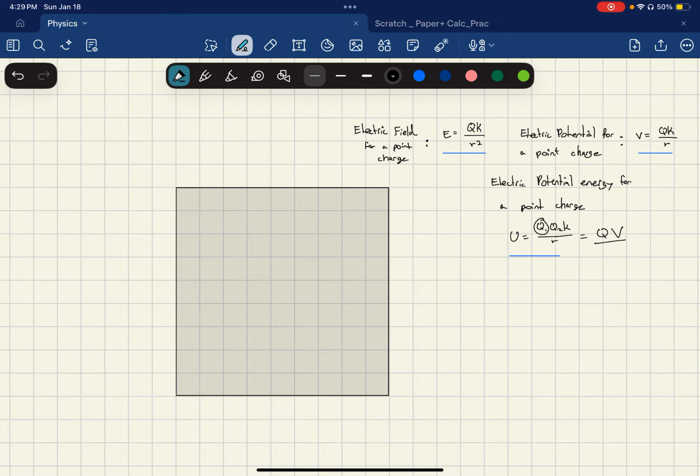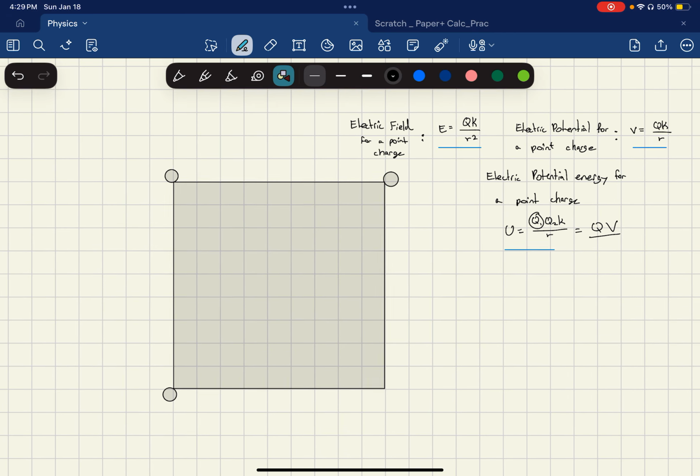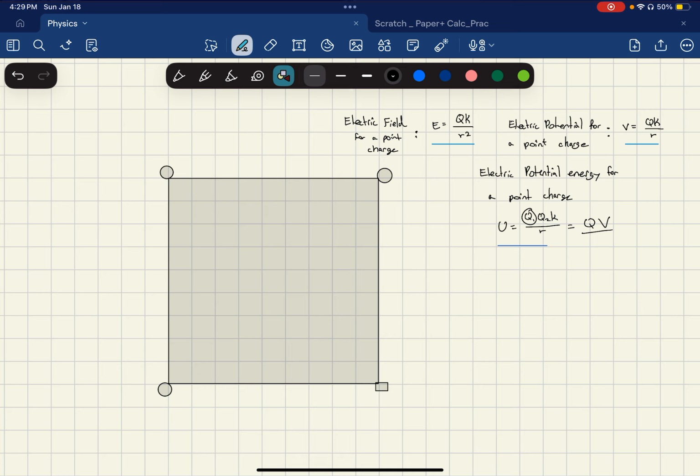So now the idea is, let's say I had a system of 4 point charges at each corner of this square. We had 4 point charges at each corner of the square, and each side has a length of s. So an AP question would most likely ask, what is the electric potential energy of this system?